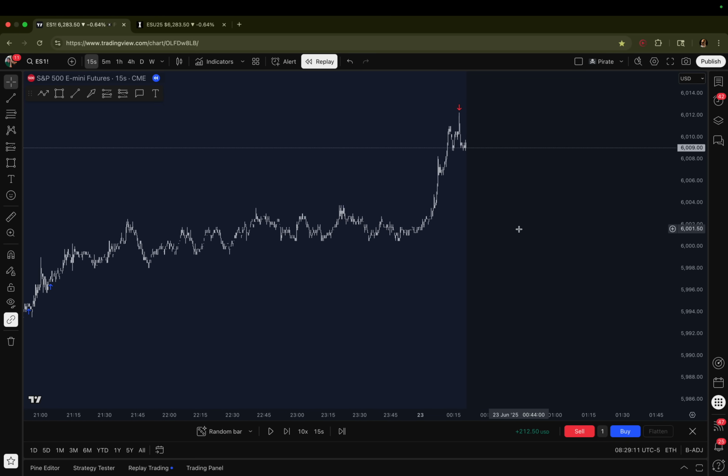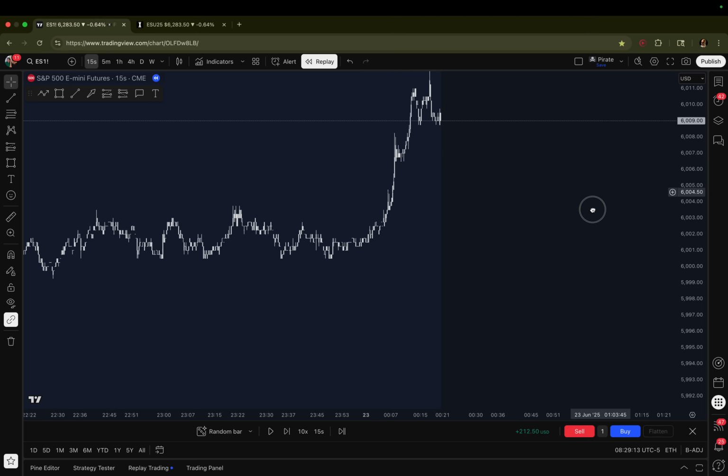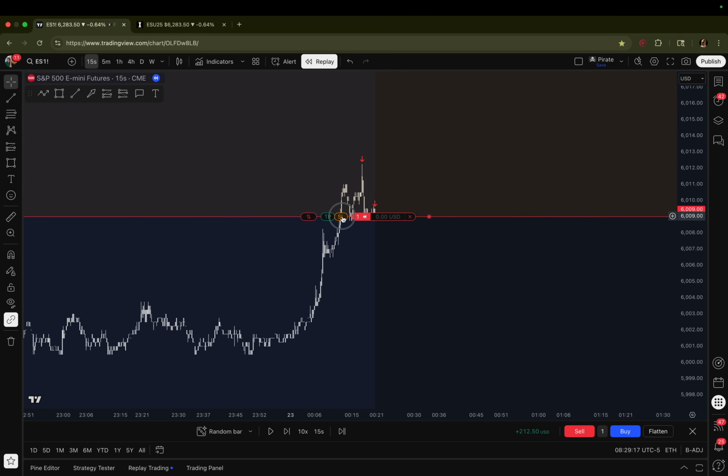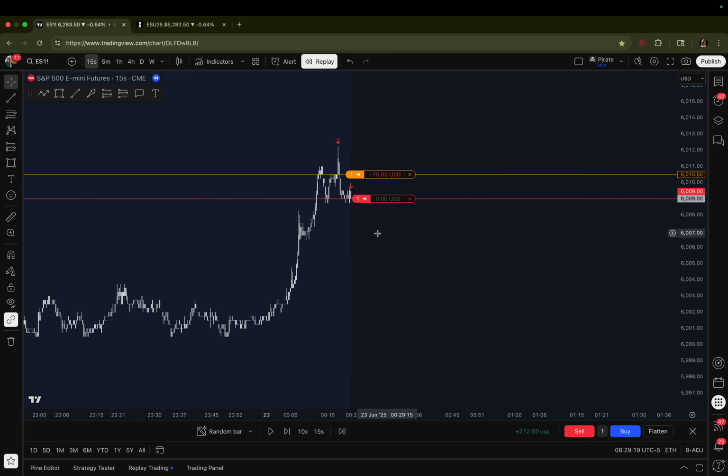So let's go ahead and we're going to keep trading here. I'm going to sell right here because I think it'll go down. I'm going to put a stop just above that little recent high right there, and we'll see which way it goes.